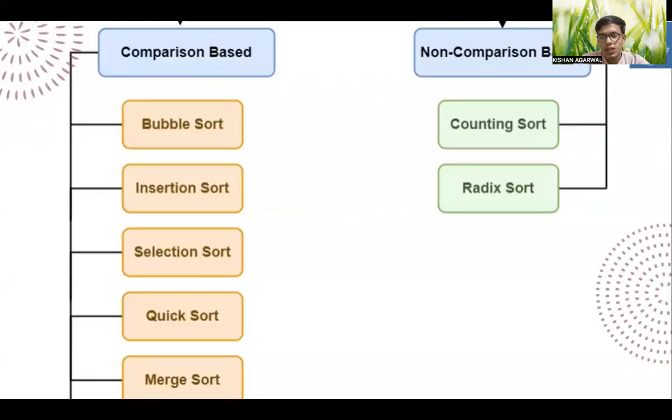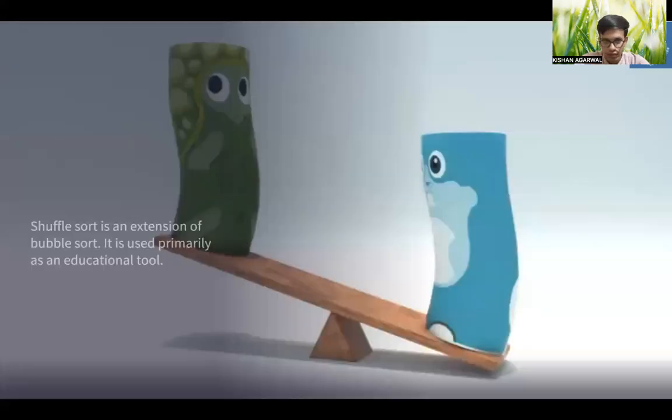These are the different types of algorithms based on whether a comparison operator is used or not. Bubble sort, insertion sort, selection sort, quick sort, and merge sort all are based on comparison operators, and counting sort and radix sort are not based on comparison operators. So this was the introduction to sorting algorithms.